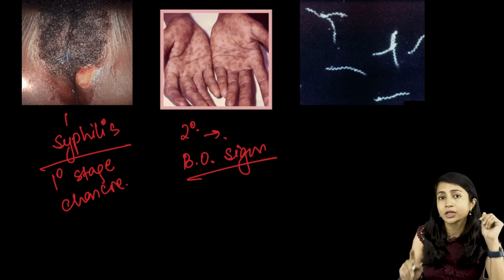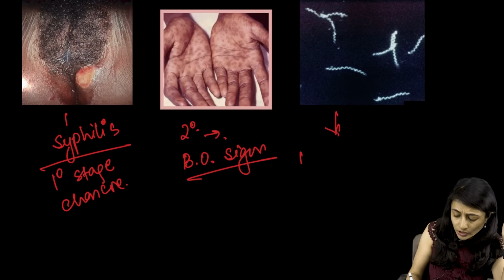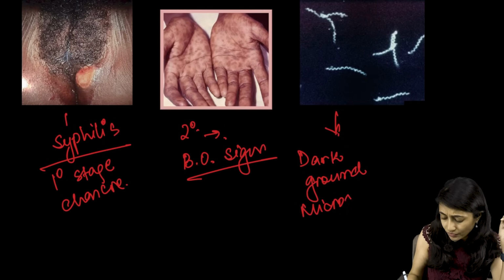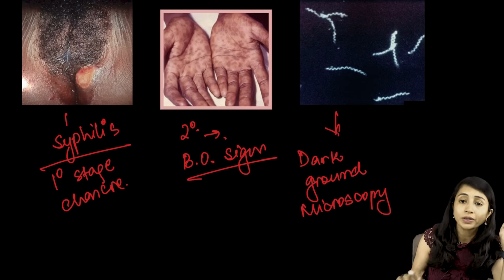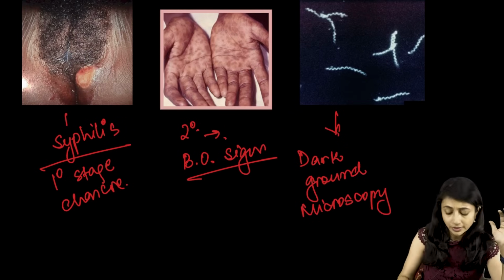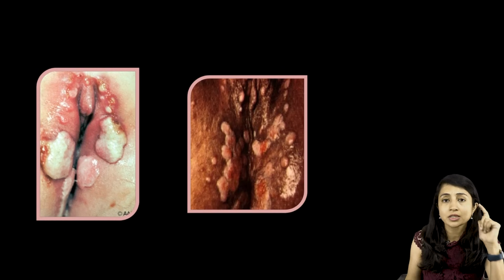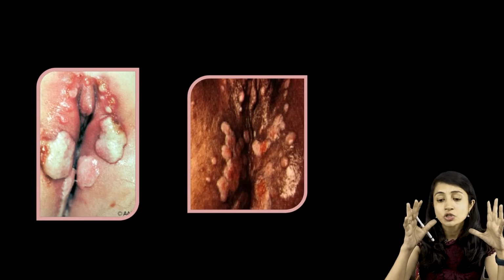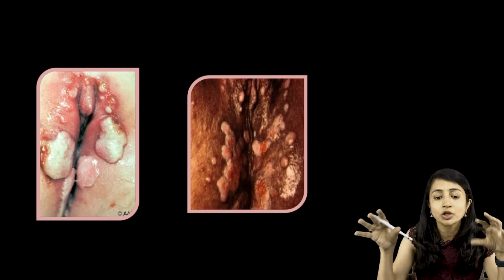Sometimes they ask you an important investigation of choice. For syphilis, the investigation of choice is dark ground microscopy, especially in the primary stage. Otherwise, we have various serological markers, but here we use dark ground microscopy in the stage of ulcer. Clear? Moving on to the next one. Before that, this is another important thing that they ask in syphilis. They give you this image and ask what it is. Don't confuse it with condyloma acuminata or a perianal wart.